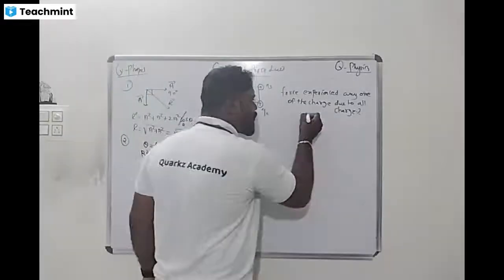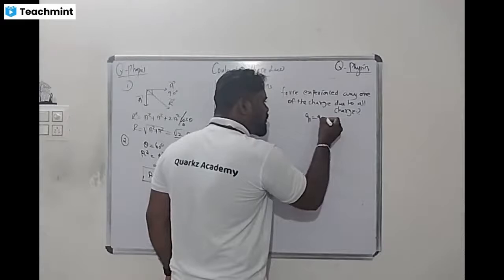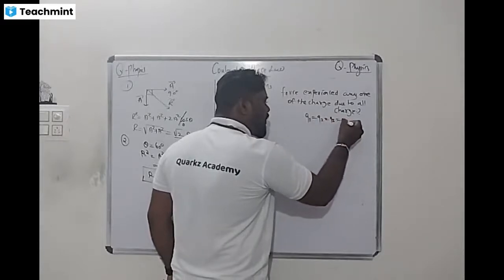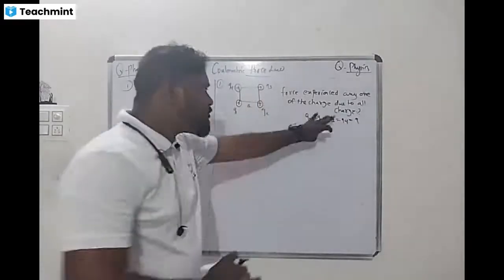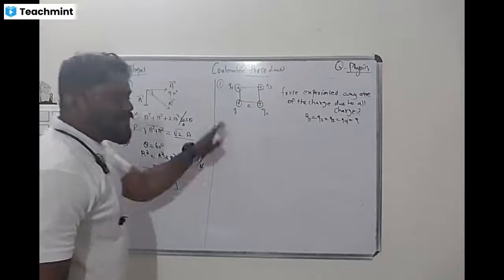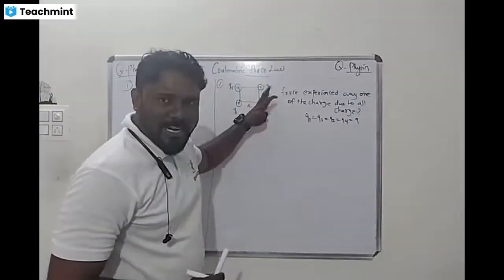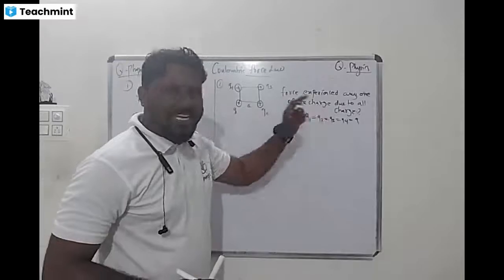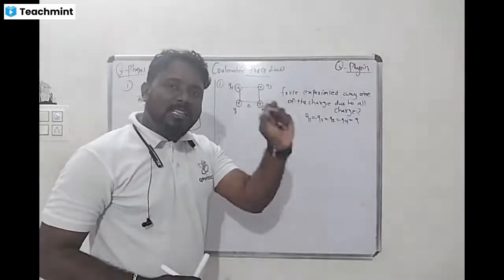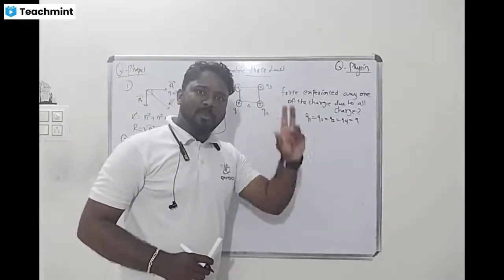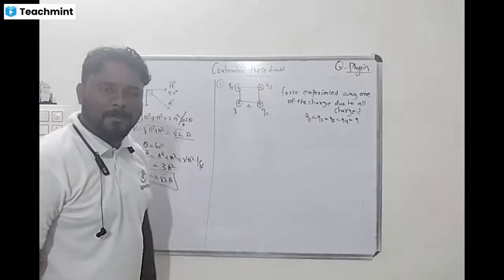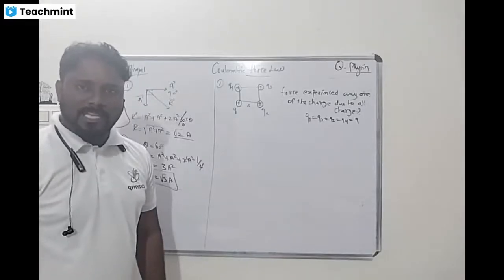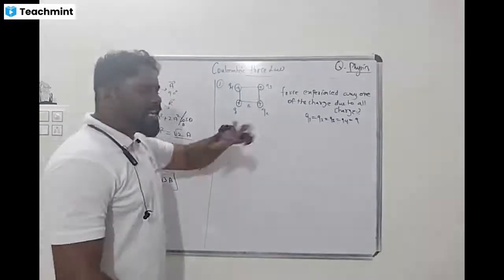The condition given is Q1 is equal to Q2 is equal to Q3 is equal to Q4, all the same charge. Finally we will substitute here. Now I am going to calculate that. Do you understand the question? Force experienced by any one charge. You take any one charge and calculate the force produced on it by the other charges. That is the question. Yes, sir. You can take any charge.